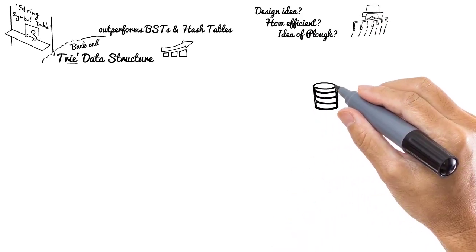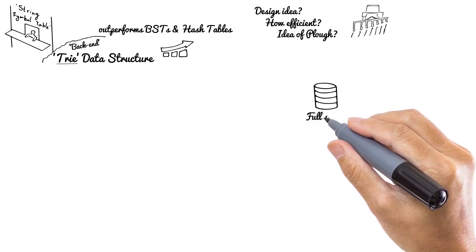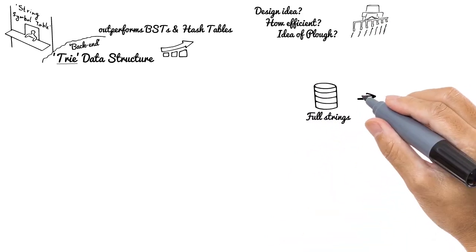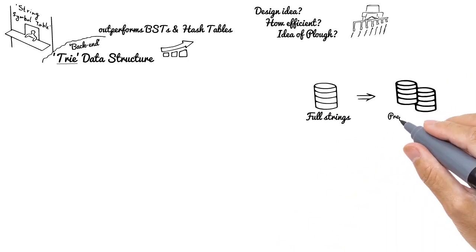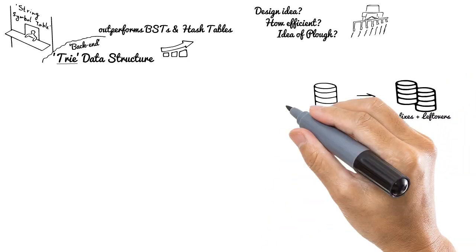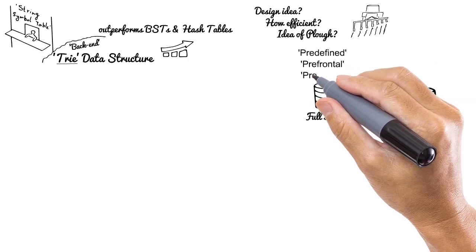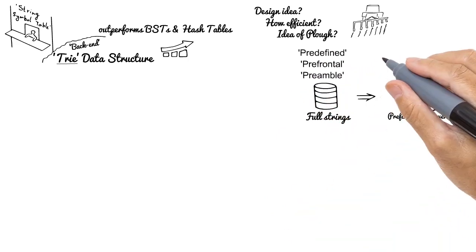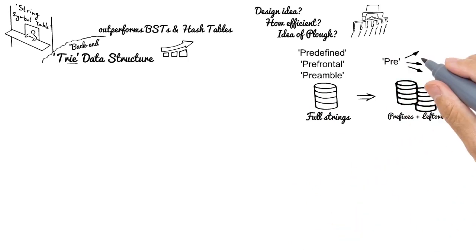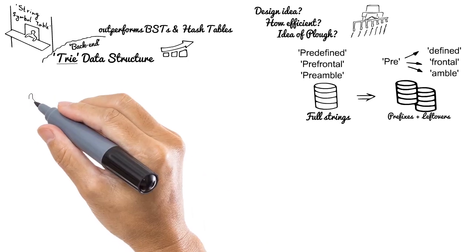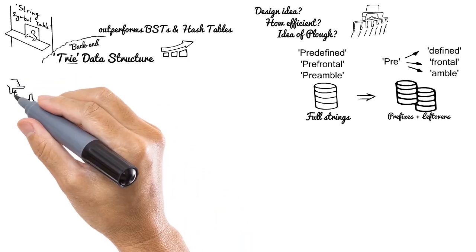The idea of Trie is to step away from traditional full string storage, but to aggregate and store just one common prefix for several strings where possible. For our predefined, prefrontal, preamble words, we can store a common prefix pre and 3 separate leftovers: defined, frontal, amble. It sounds promising, but how would the Trie structure look like? First of all, there is a generalization of Trie structure.